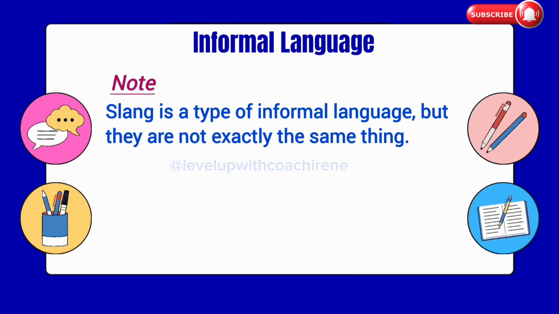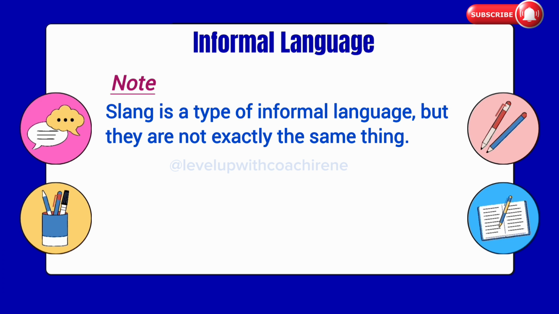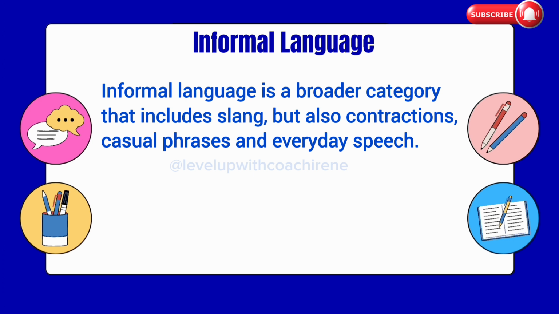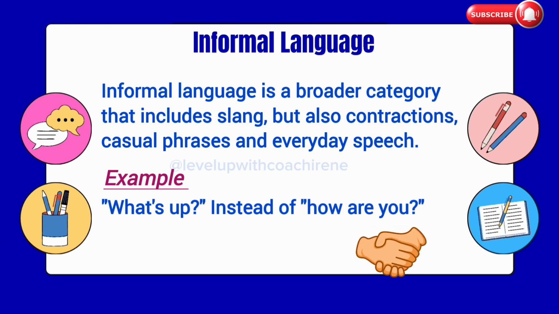A slang is typically used by specific groups, for example, teens, gamers, musicians, often trendy and short-lived. For example, GOAT. Whilst informal language is a broader category that includes slang, but also contractions, casual phrases, and everyday speech. It is not limited to any group and can last longer than slang. For example, what's up instead of how are you?